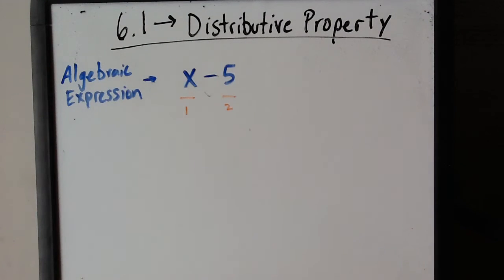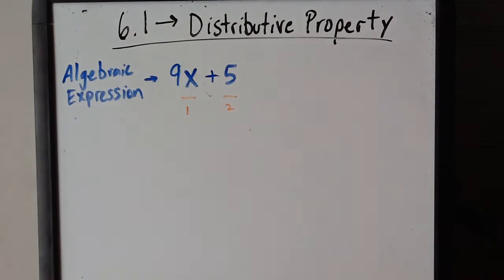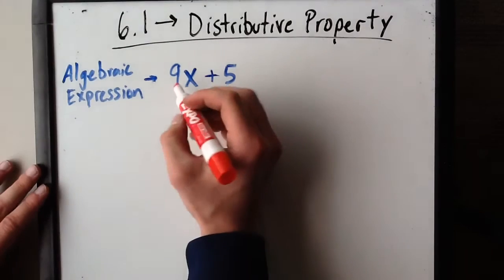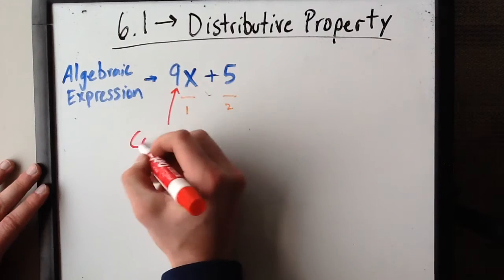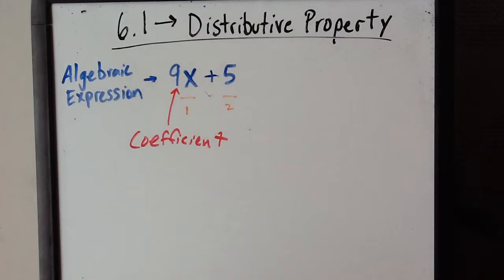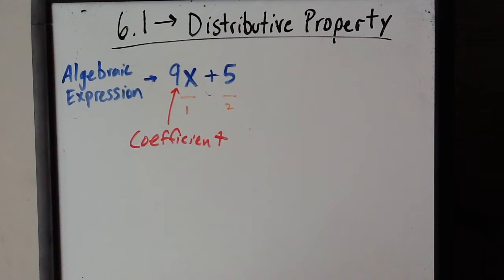So let's say we had something like 9x plus 5. There's still two terms. One term is 9x. The second term is positive 5. This 9 right here, we would call the coefficient. The coefficient is essentially the number in front of the letter. It's a number in front of the variable. So 9x means 9 times x. We would read this expression as 9 times x plus 5, where 9 is the coefficient.